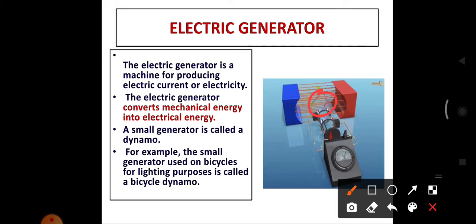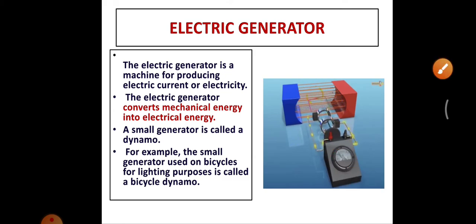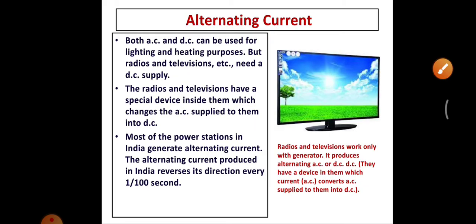See, this is a coil, no? This coil is connected to the shaft. So when we rotate this shaft, the coil is rotated. So due to that coil rotation, the current is induced. So a small generator is called dynamo. The dynamo is a small generator.